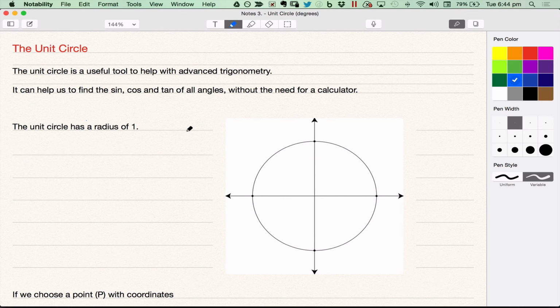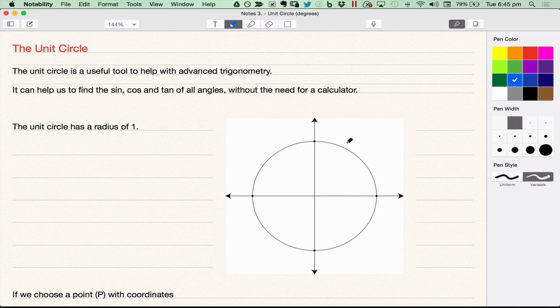Now the unit circle is a useful tool to help us with advanced trigonometry. It's going to help us find the sine, cos and tan of any angle, so for example sine of 30, without the need for a calculator. So this is really useful in your calculator free assessments, and it's something that you need to know about.